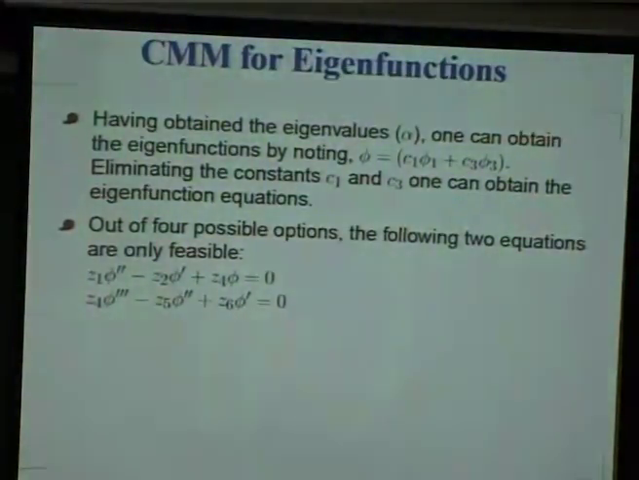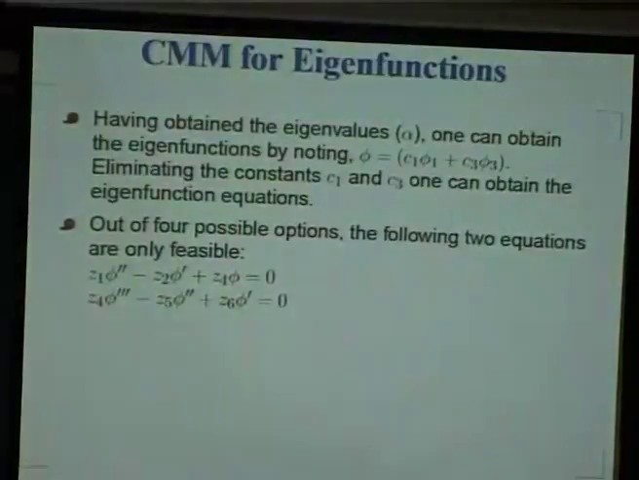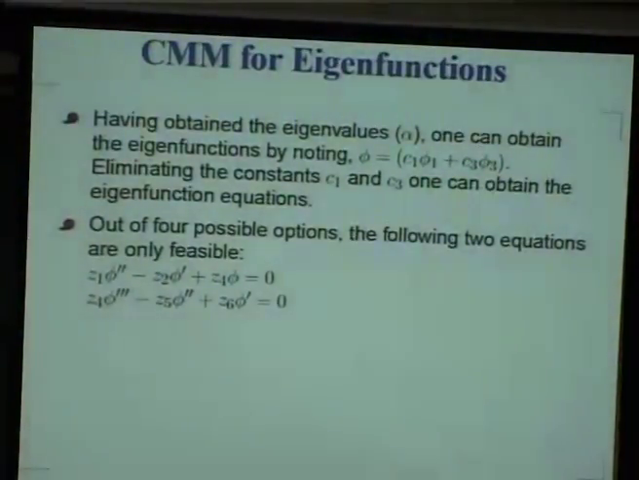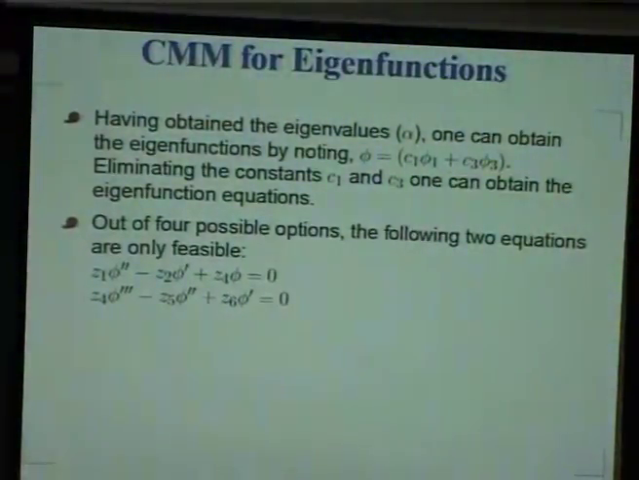I have just noted 2 out of 4. There are 4 possible solutions. This is a fourth order system, so we get 4 equations. Unfortunately, the problem becomes difficult if the order increases.